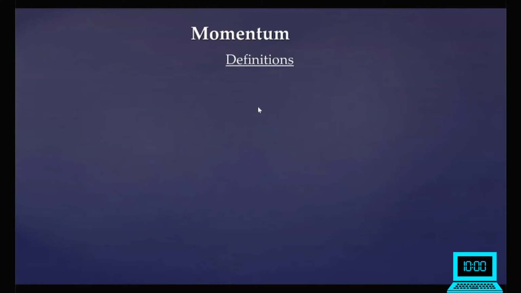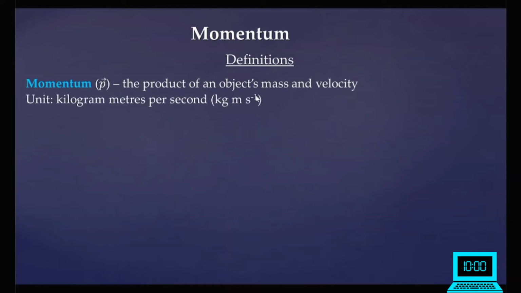So let's start with some definitions. We know that momentum is the product of an object's mass and its velocity. The units are kilogram meter per second. Of course, if it's the product of mass and velocity, you can see the units being multiplied, and there you go. The formula is there. There's your definition of momentum. I think that's something that you will be familiar with.